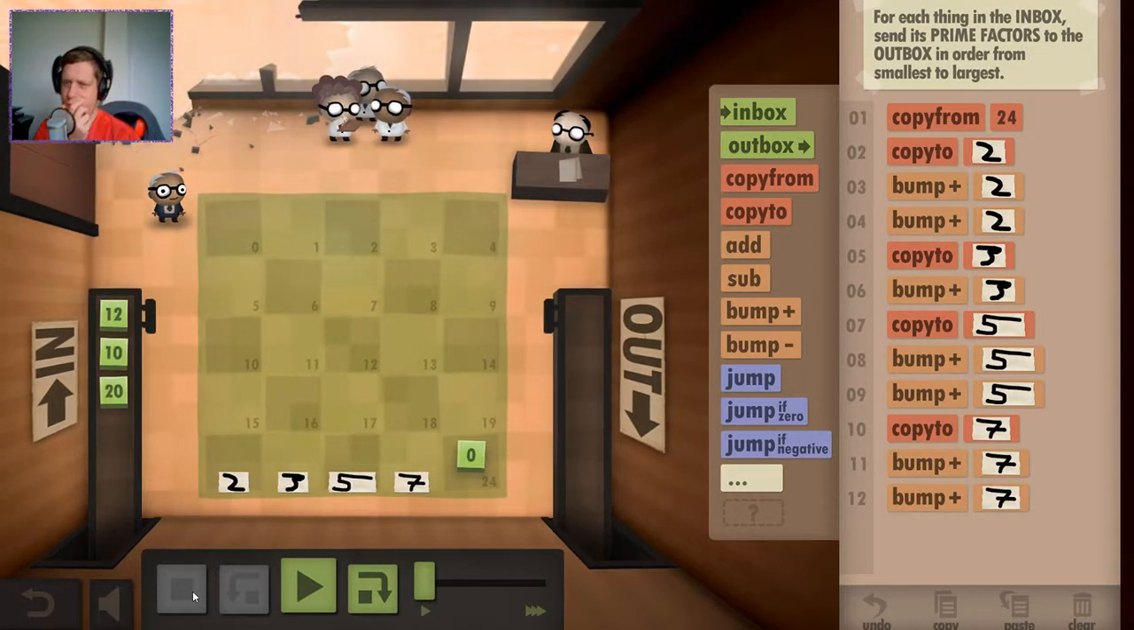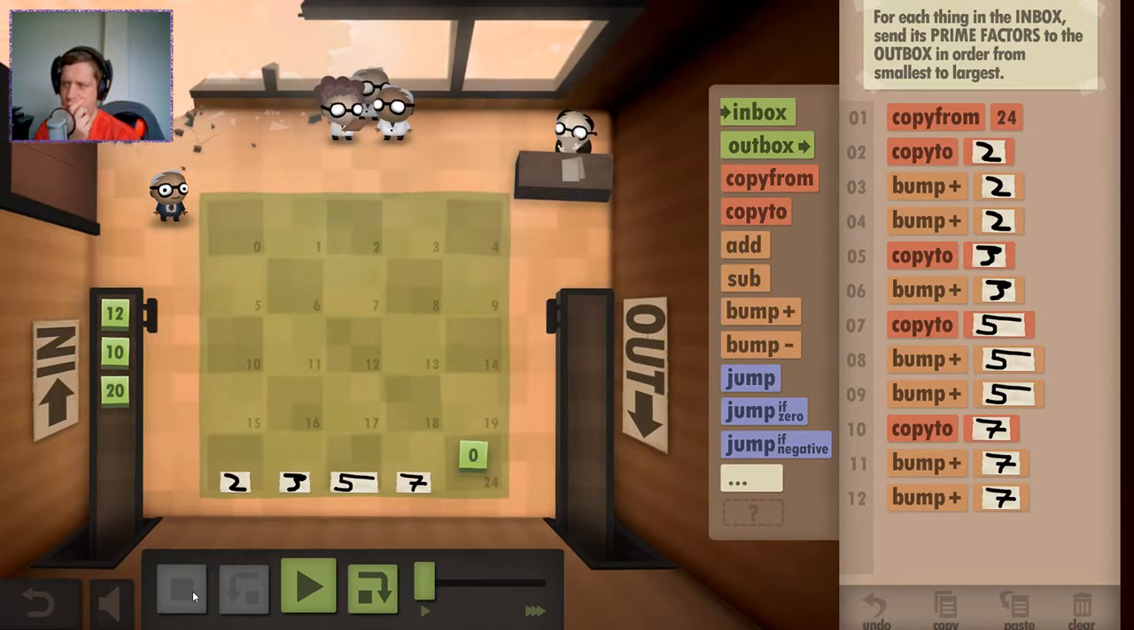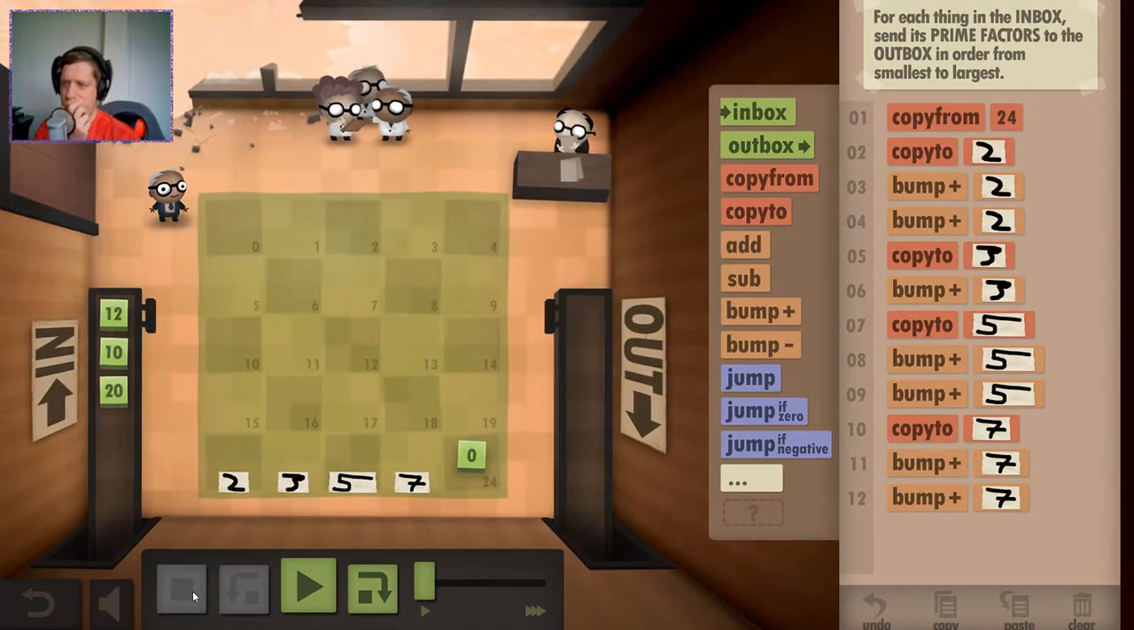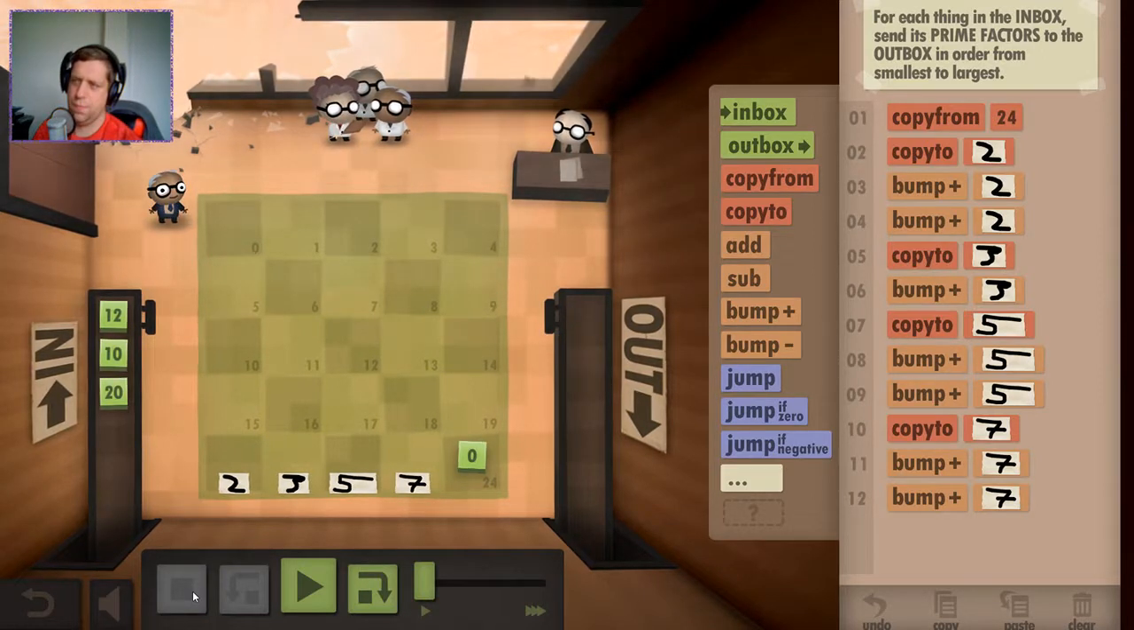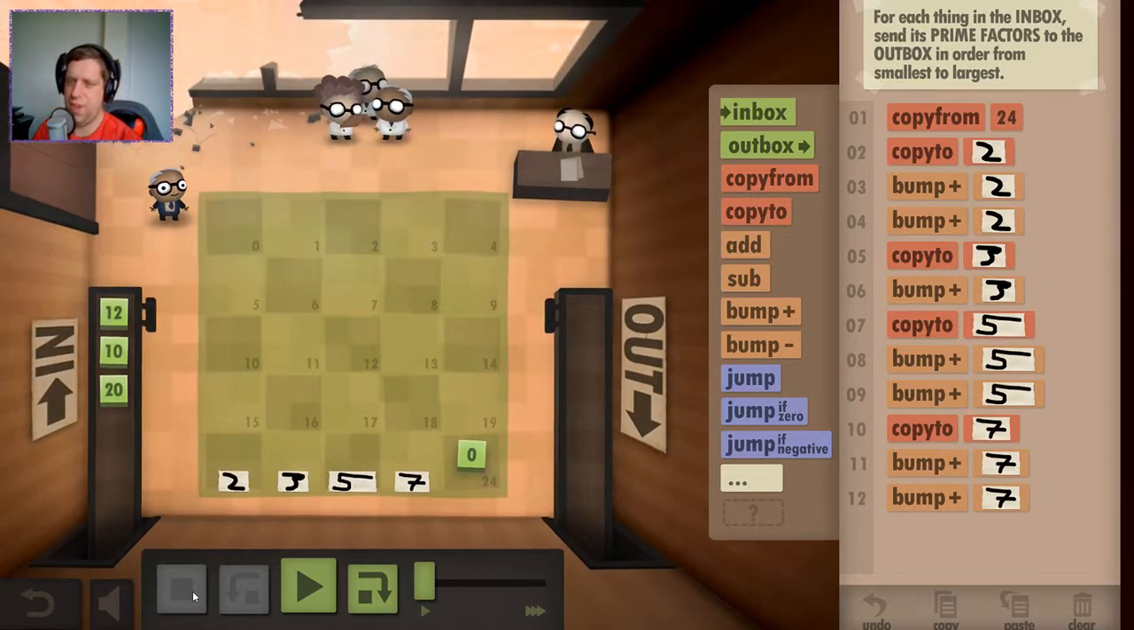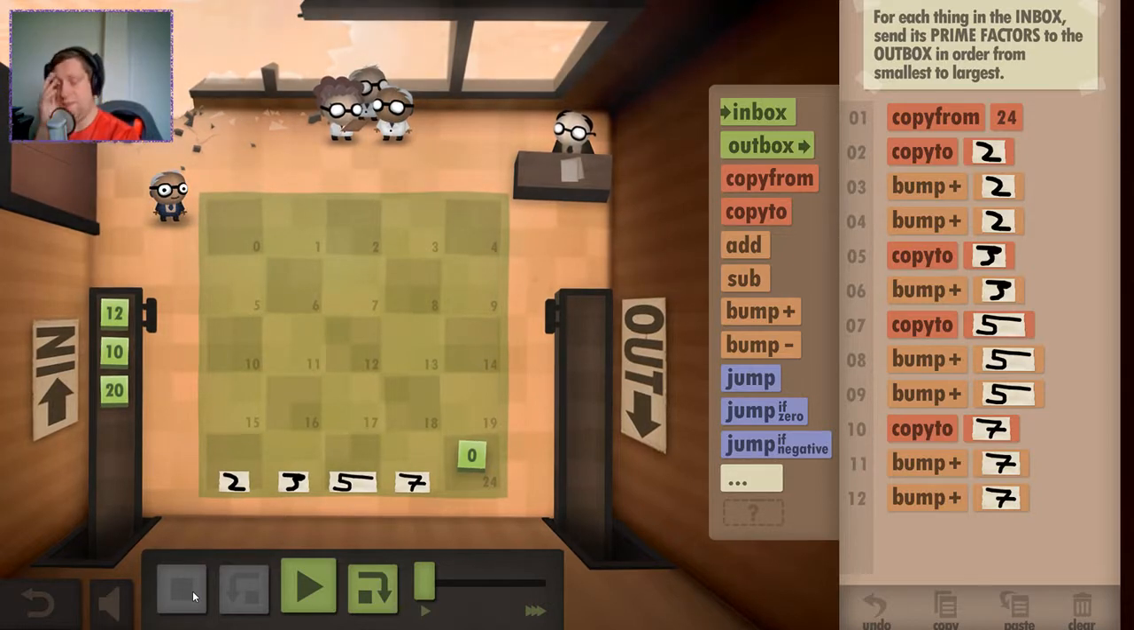So, see, 12 would be 2 times 2 times 3. 10 would be 2 times 5. 20 would be 2 times 2 times 5. So they've all got prime factors.